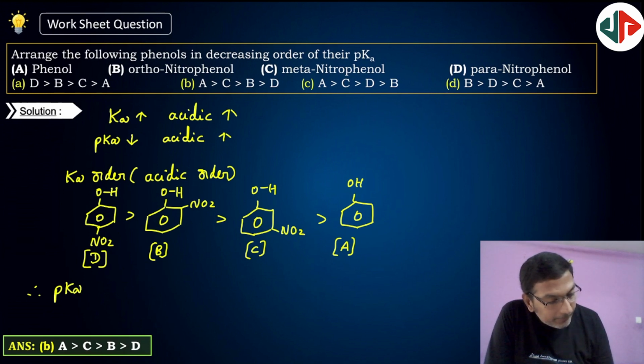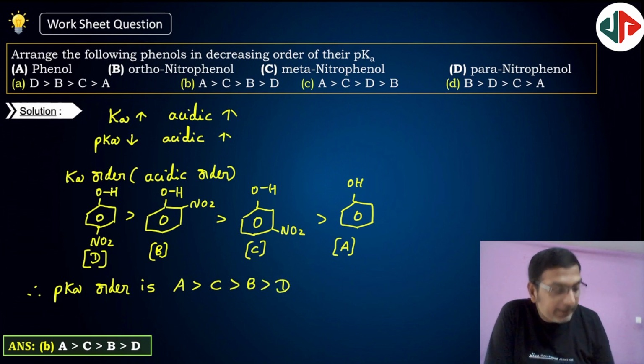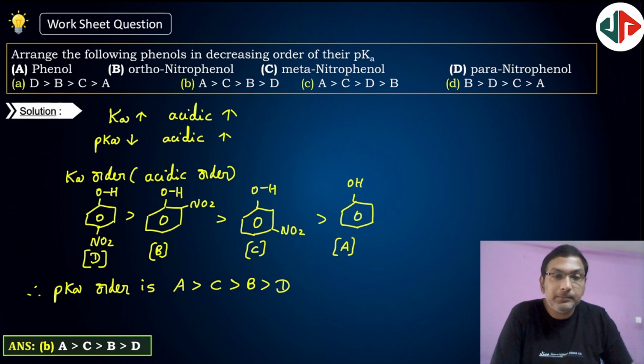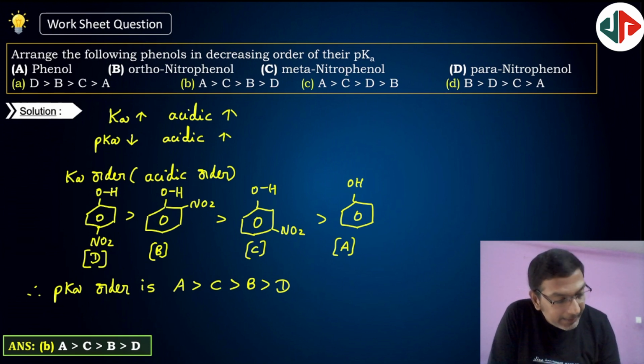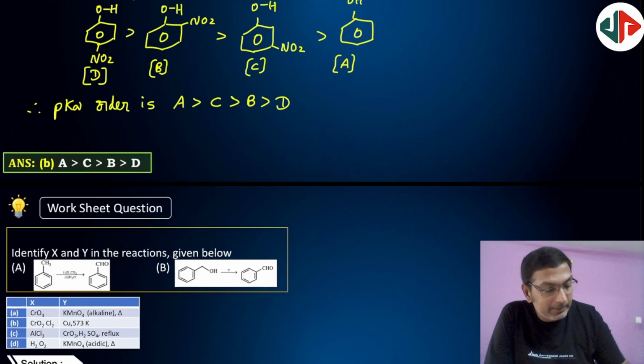So therefore the pKa order is reverse. Reverse means A, C, B and D. So therefore the answer is option A, C, B, D. B option. Next.